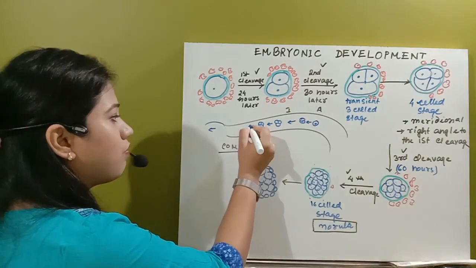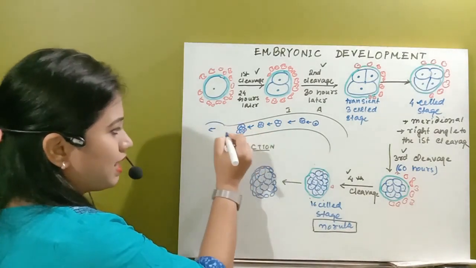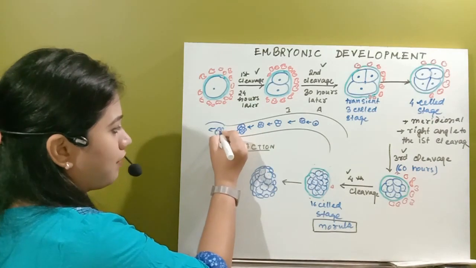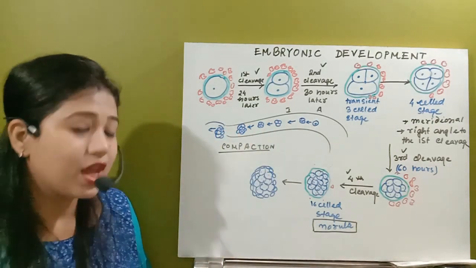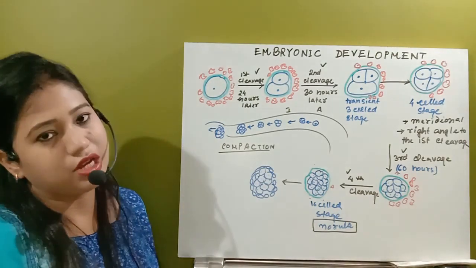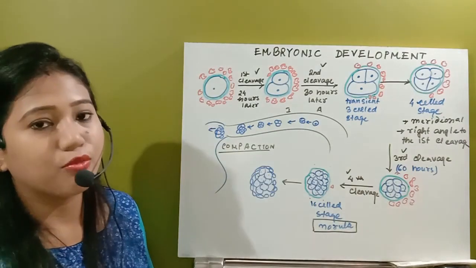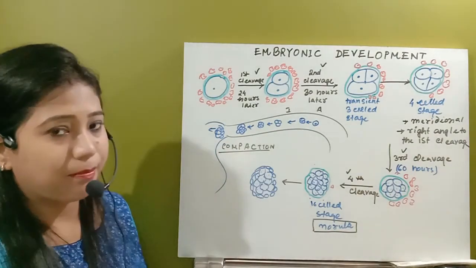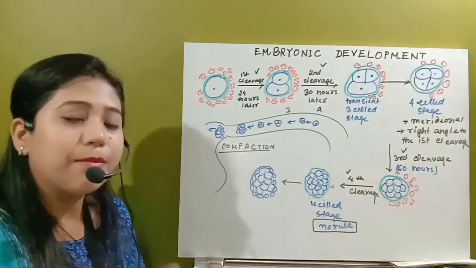Gradually, after the third cleavage we will have the 8 cell stage, then after that we will have the morula stage, where it is the 16 cell stage. It is actually moving towards the region of the uterus. So whenever it is in the morula stage, what happens? It comes towards the region of implantation.